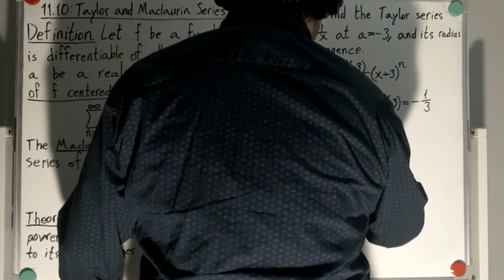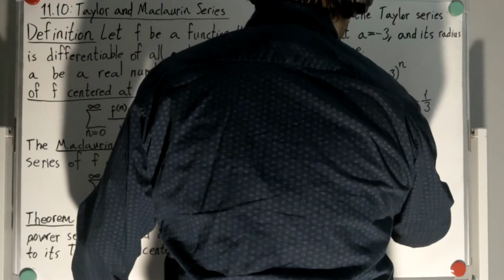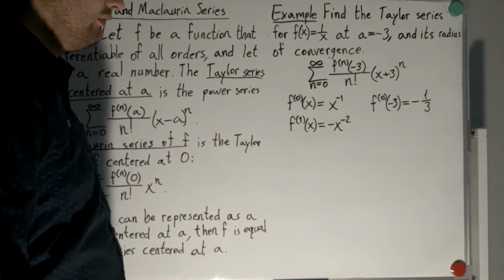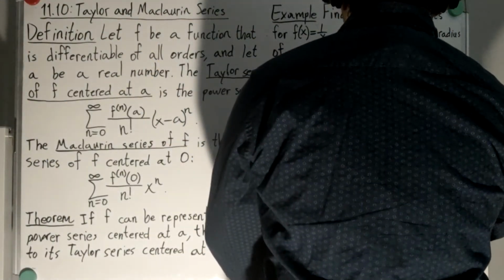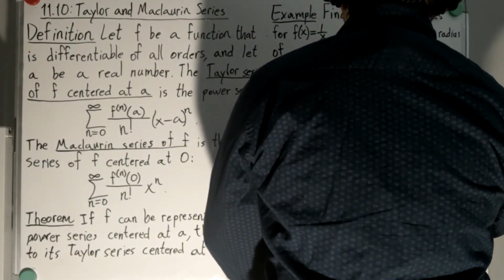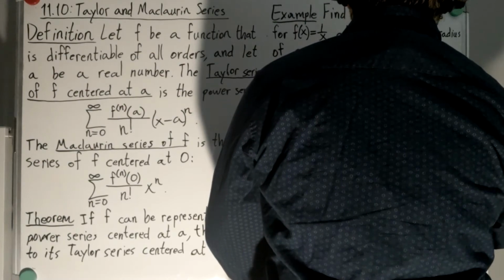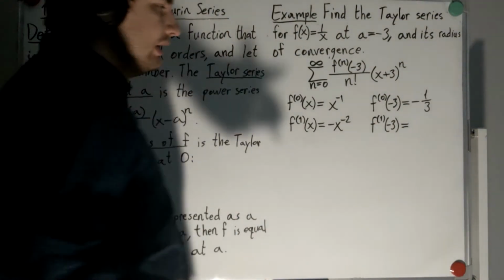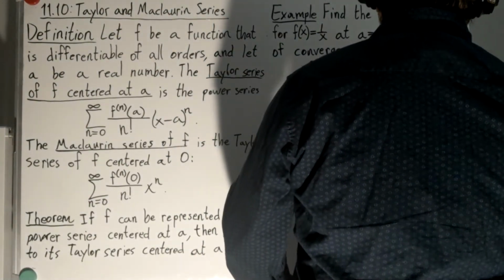Then we take the first derivative. That's going to be negative x to the negative 2. Evaluate this at negative 3. So first derivative evaluated at negative 3 ends up being negative 1 over 9. So that's the same as negative 1 over 3 squared.